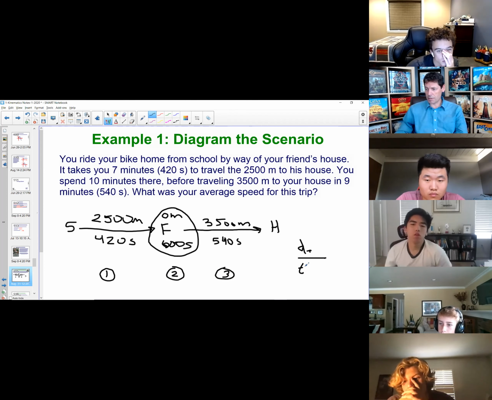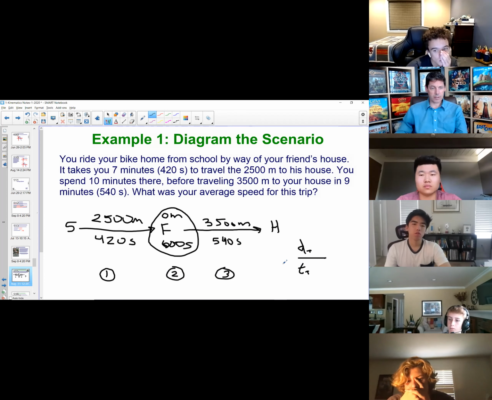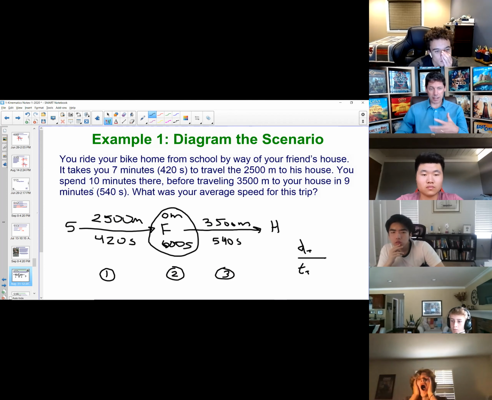So if we just think it's going to be distance total divided by time total, pretty easy. Add the distances, add the times, solve it, right? Pretty straightforward. But putting it together in a picture helps us make sure we don't skip any part. So that's one way you could do it. If you're not great at pictures or you just don't like drawing it out that way, maybe use a table.